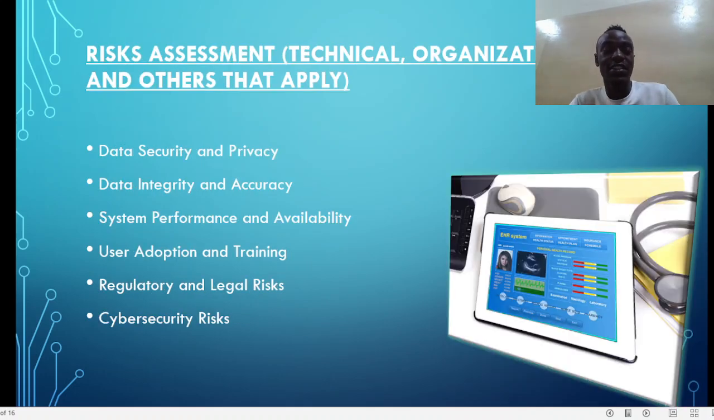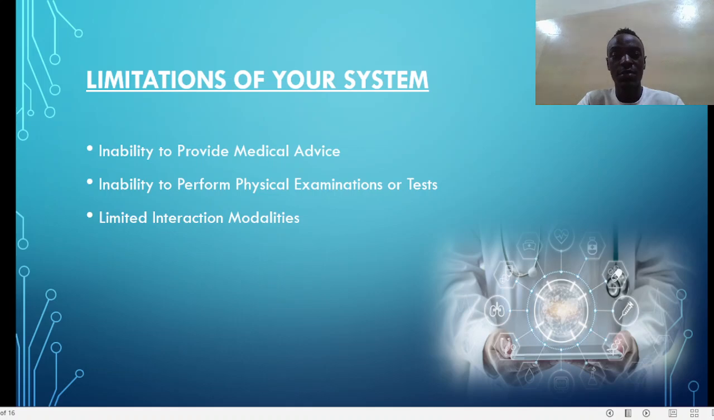Let's go to our next slide, which is risk assessment. Risk assessment in technical, organizational, and other areas that apply. We have data security and privacy, of course. We have data integrity and accuracy. We have system performance and availability. We have user adoption and training. We have regulatory and legal risks. We have cybersecurity risks. So our next slide will be about the limits of our project.